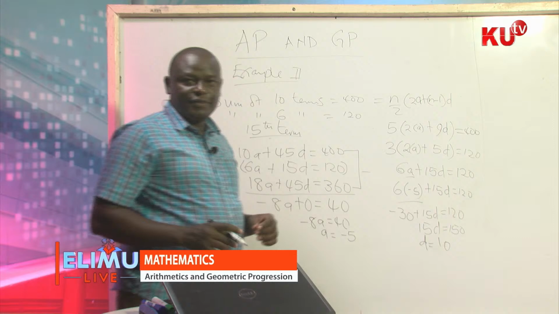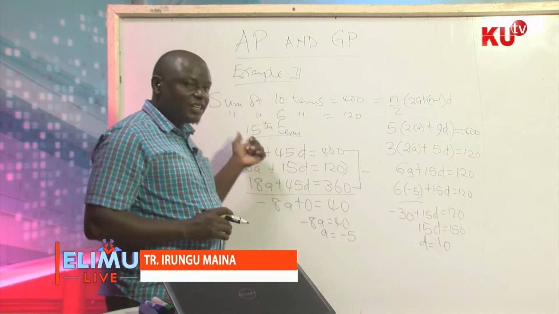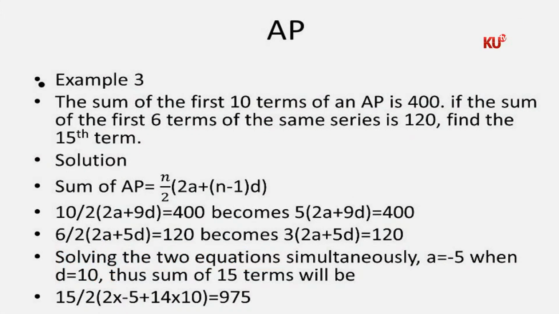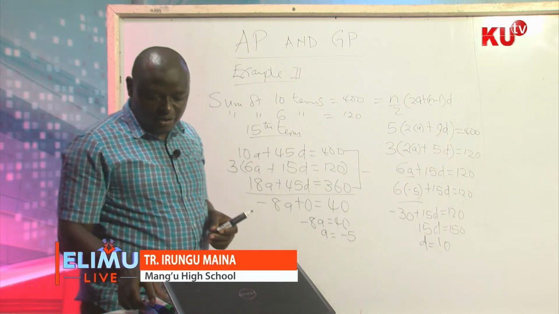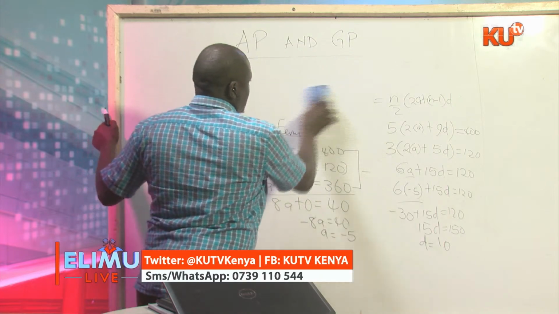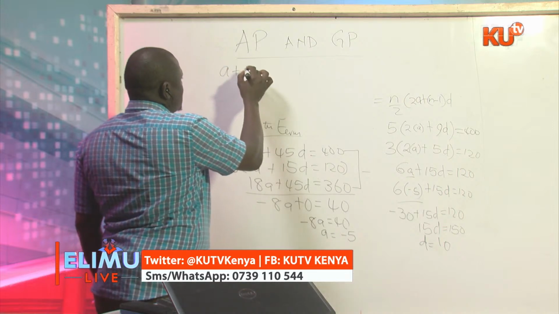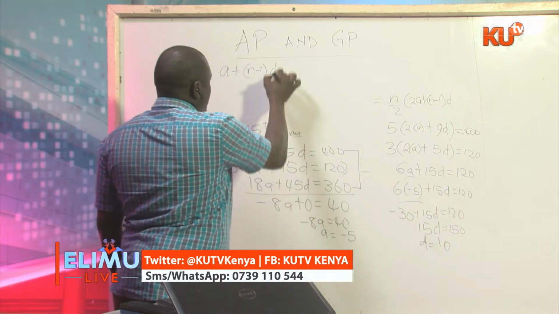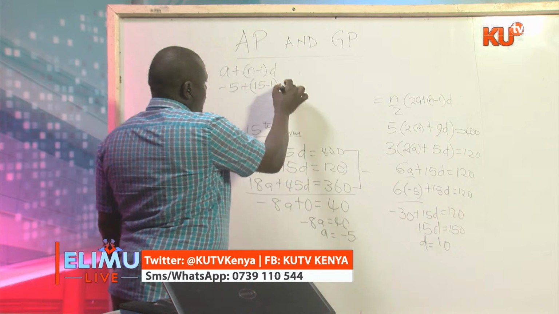Is that so? Yes. Now, what did the question want? They wanted us to work out the 15th term. Our A is negative 5, our D is 10, and the term they want is the 15th one. 15th term shall be A plus n minus 1 of D. Our A is minus 5 plus 15 minus 1 of 10.